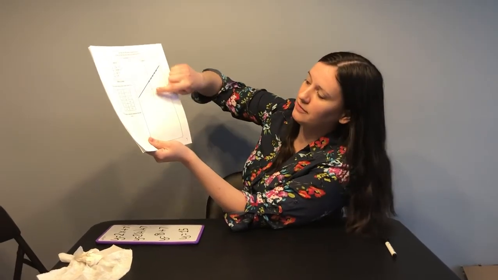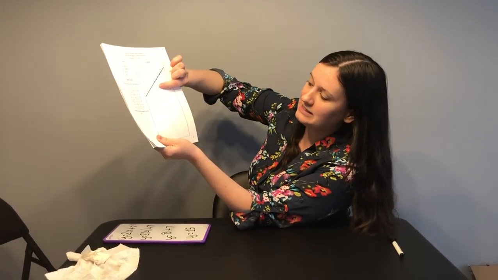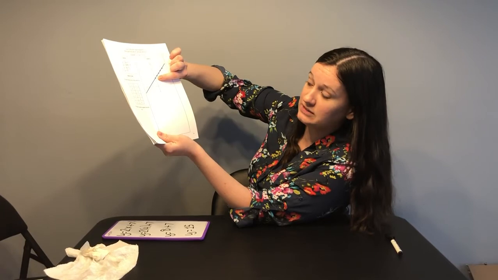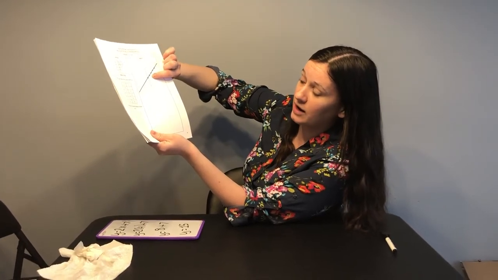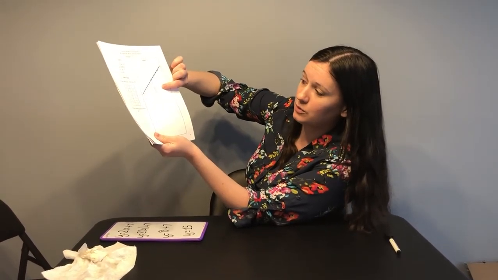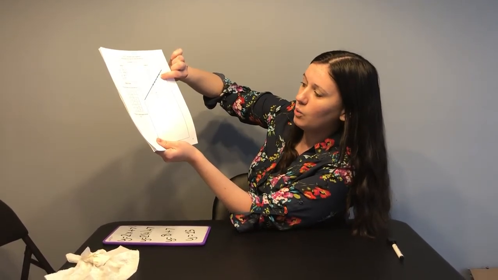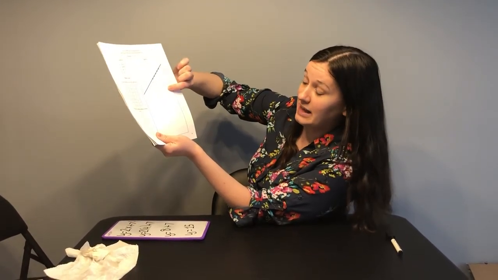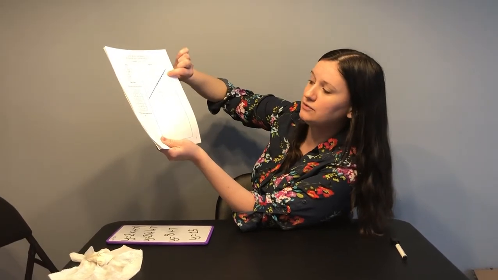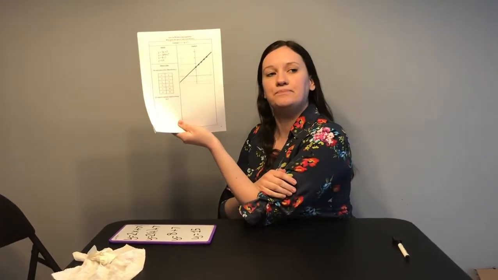Now let's look at the graph. When x equals 0, y equals 7. When x equals 1, y equals 9. When x equals 2, y equals 11. When x is 3, y equals 13. And when x is 4, y equals 15.